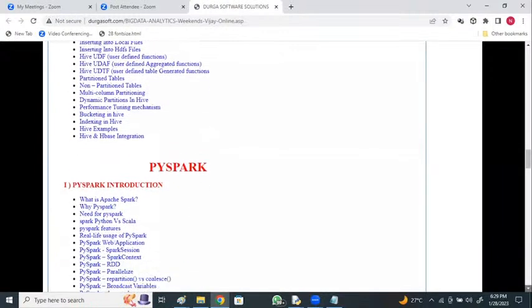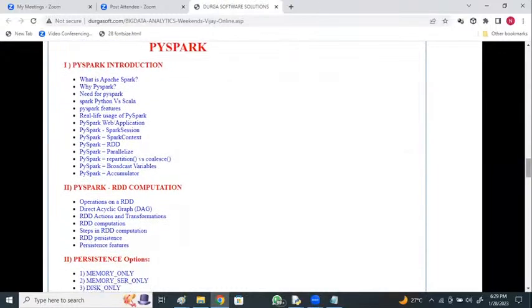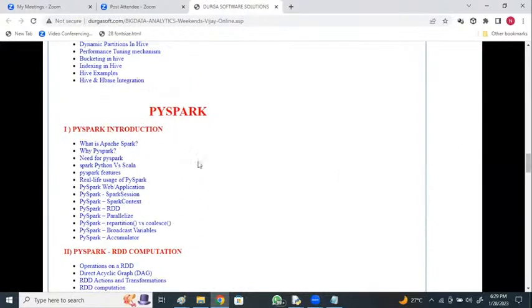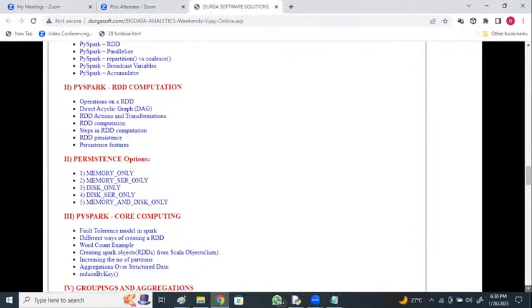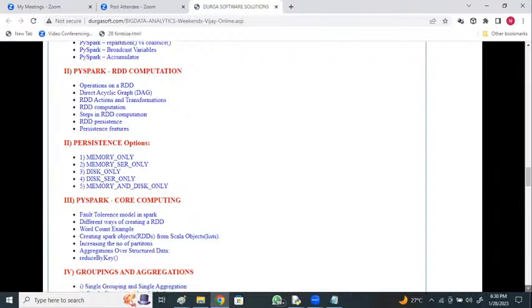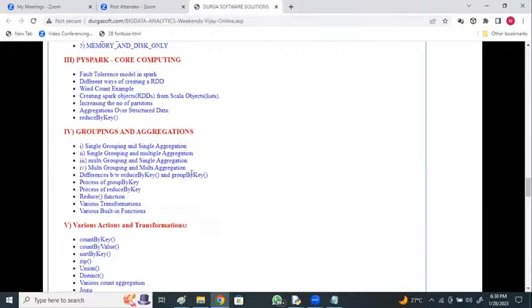And now coming to this PySpark, right? Spark with Python. So up to now, that is what Hadoop components that we'll be discussing, right? Now PySpark. PySpark real-time use cases, PySpark session, PySpark context, Spark context, parallelize, repartitioning, broadcast variables, PySpark RDD computations, RDD persistence or persistence features options, PySpark core computation, and increasing the number of partitions, groupings and aggregations, single grouping, single aggregation, multi-groupings, multiple aggregations, group by key, reduce by key, various actions and transformations, right?